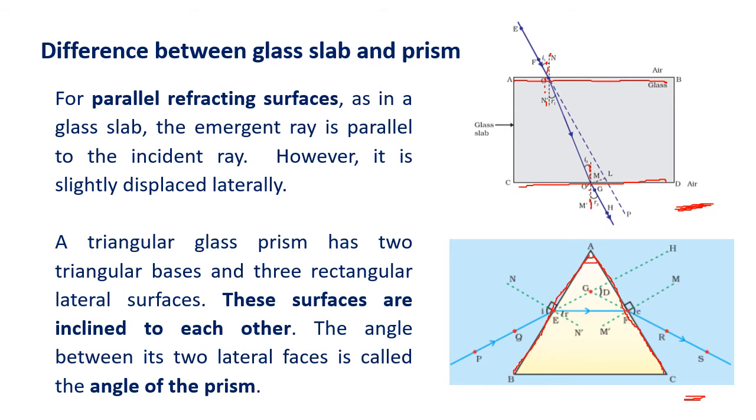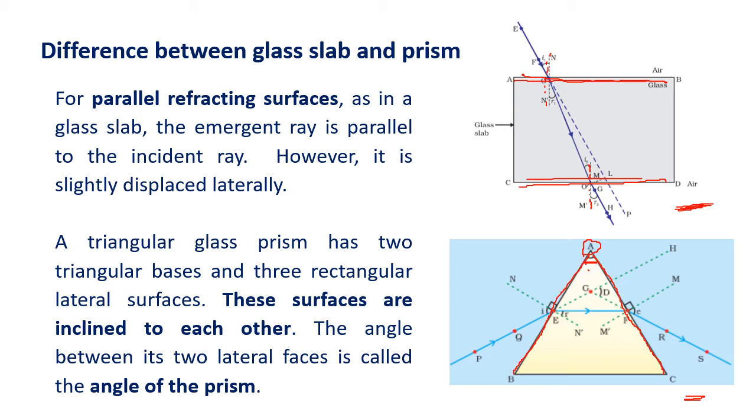They have got an angle A between them. This angle A is called the angle of prism. So what difference can you see here? In a glass slab, the two surfaces are parallel. In a prism, they are not parallel.